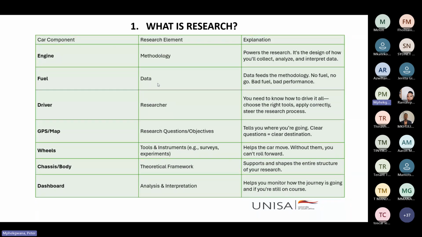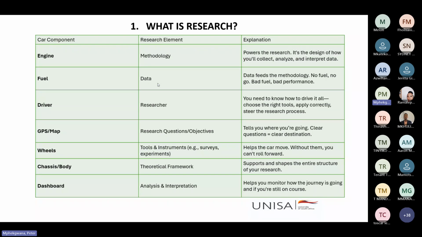So meaning that if there's no fuel, we won't take a trip. So meaning that if we don't have data, there's no research. And data is guided by the methodology. How we collect data, we'll see that within the methodological section.